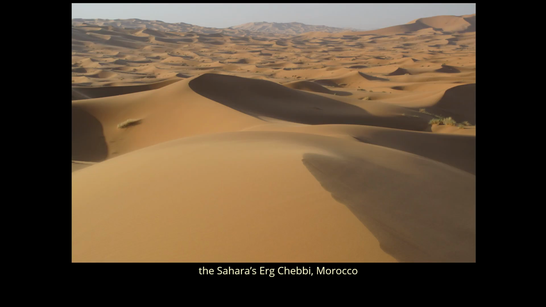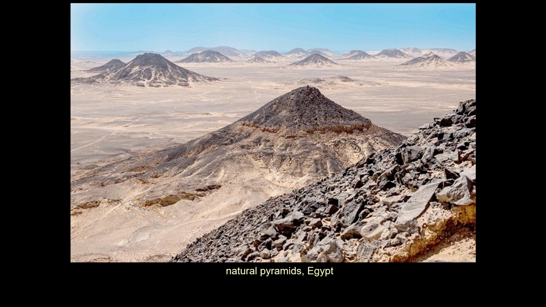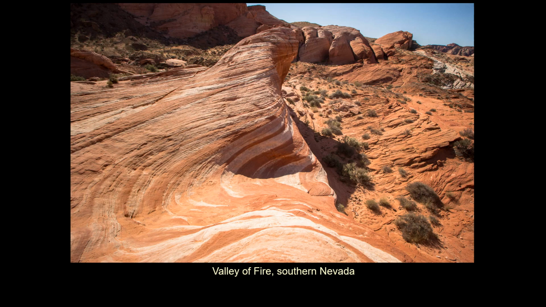Let's consider now the diversity of arid landscapes. We're going to take a tour, if you will, of the world and look at some types of arid lands. Some places like the Sahara's Erg Chebbi in Morocco are just a sea of sand, and they sure look arid. Other places are more dominated by weathering processes, like these natural pyramids in Egypt. And yet others are covered entirely by rock, something we call hamada, like the Valley of Fire in southern Nevada.